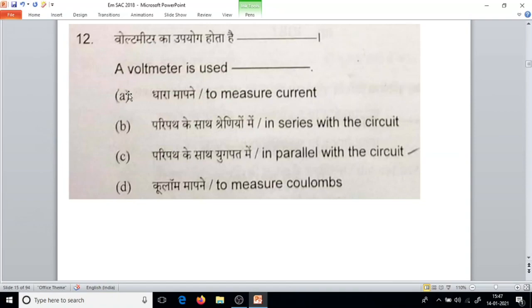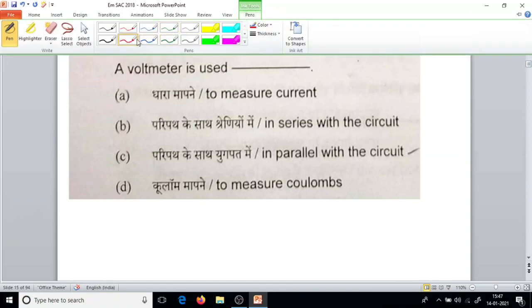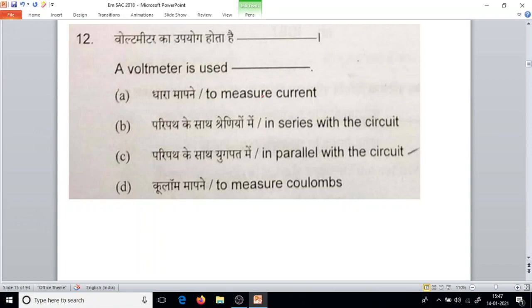Question number 12. A voltmeter is used to measure current. We know a voltmeter is used to measure voltage, but how do we use it? In parallel with the circuit. If you want to measure the voltage across a resistor using the voltmeter, we connect the voltmeter across, in parallel to the component. So the answer is option C, in parallel with the circuit.